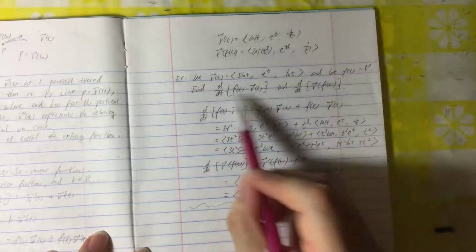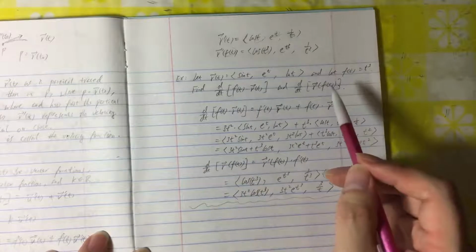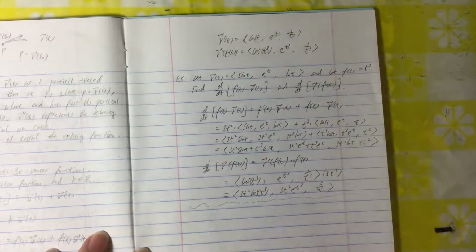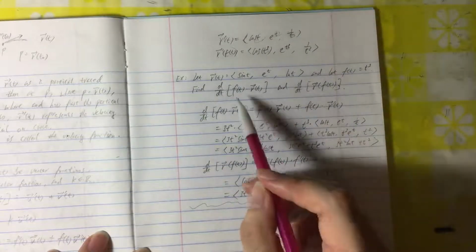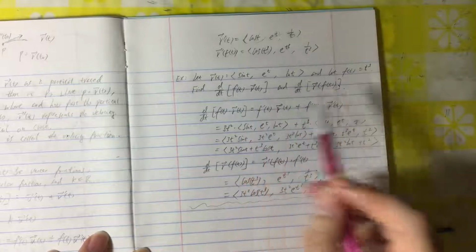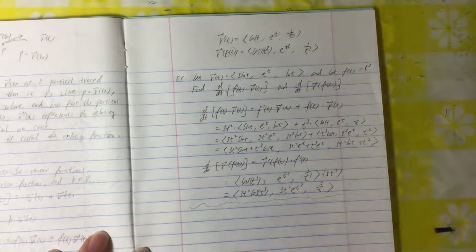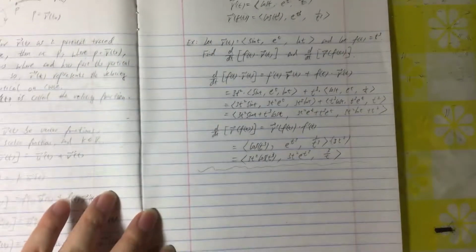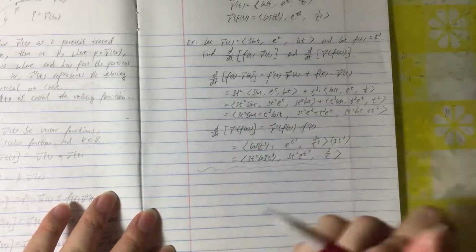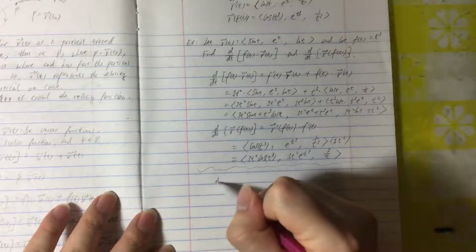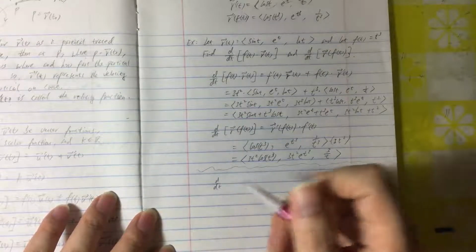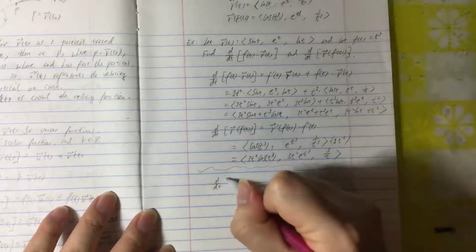Now let me say this. If we don't use product rule and we don't use chain rule, we should get exactly the same answer when we take the derivative. Let me show you how to take the derivative without using product rule and chain rule.